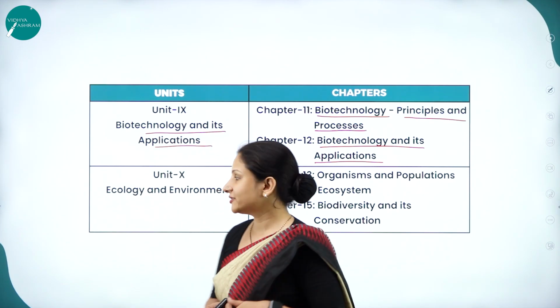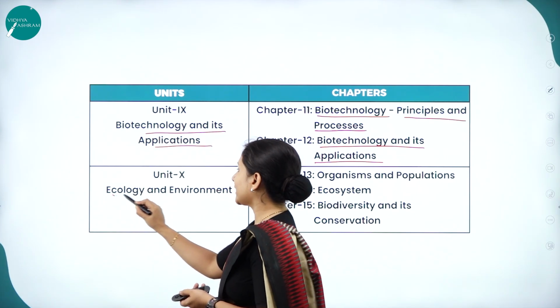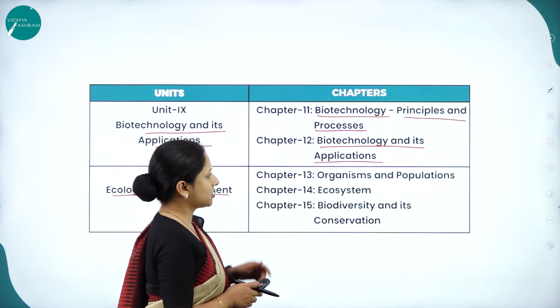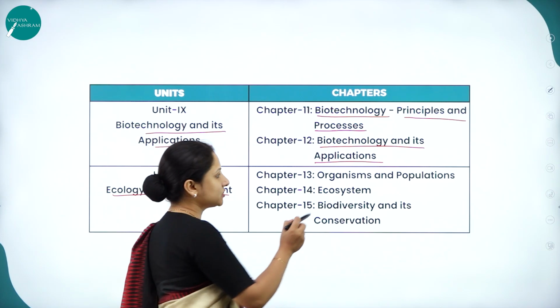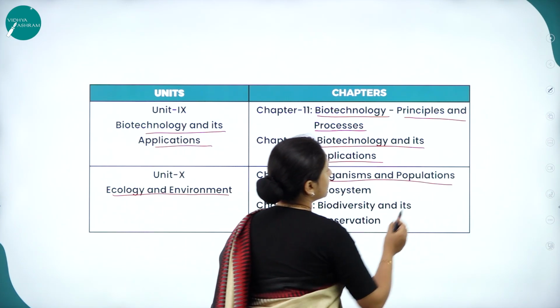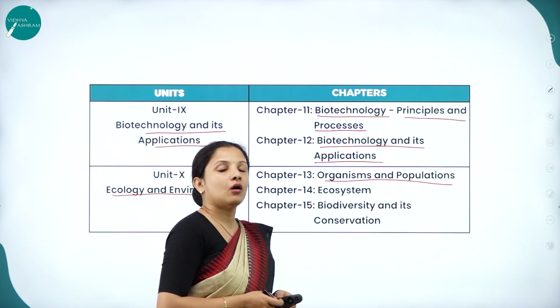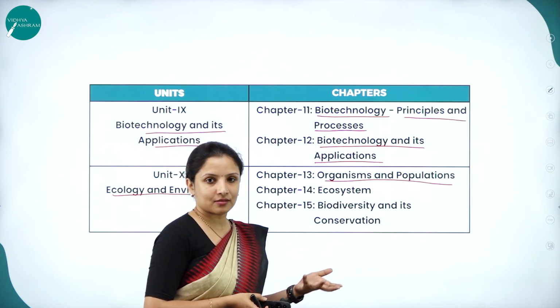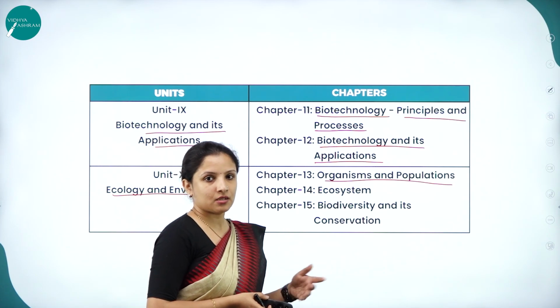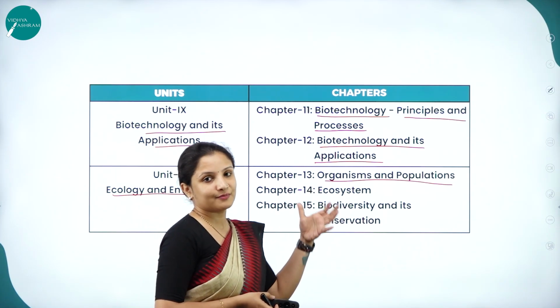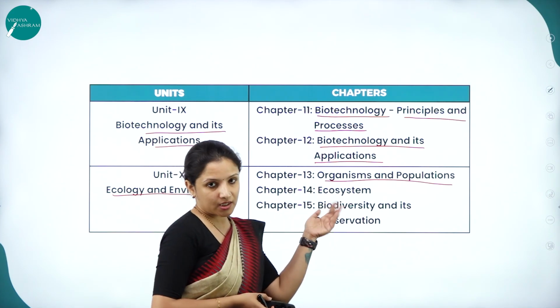Next, moving to the last unit, unit 10, it is about ecology and environment. Chapter 13 is about organisms and population. So what are the different organisms, how population density is calculated, the birth rate, the death rate or mortality, infant mortality, all those terms we will study under this particular chapter.